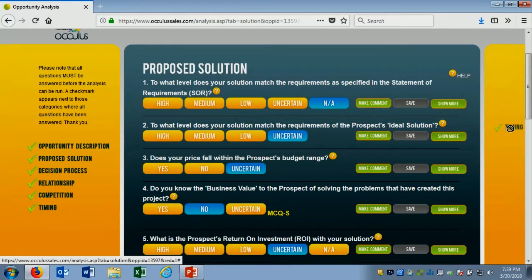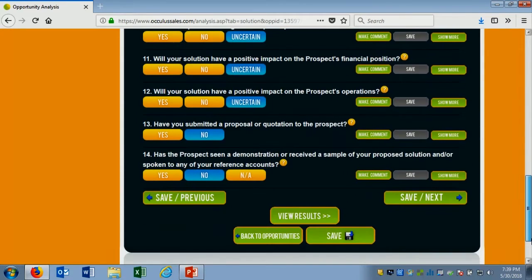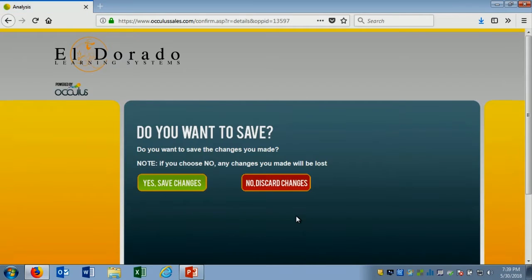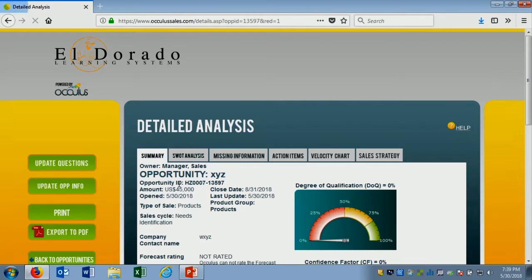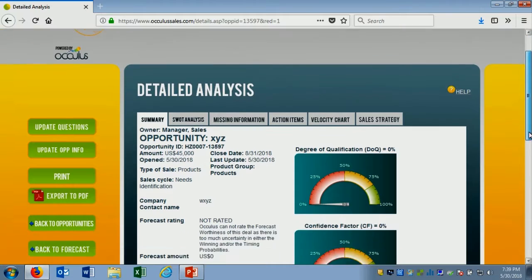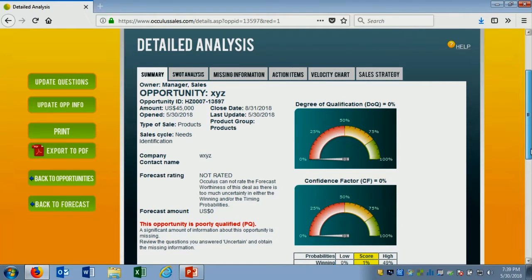And what you would do is you would go to view results, save changes, and you would get a summary page, detailed analysis. And what this does is it gives you the opportunity: it's XYZ, close date, here is the amount, you opened it on such and such, what type of sale, what are the needs, here's the company name. And the degree of qualification at this stage, of course, is just about nothing there at this point.